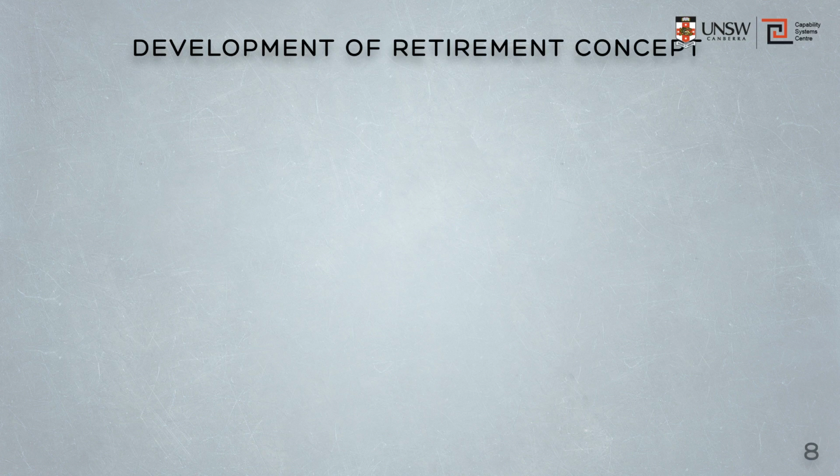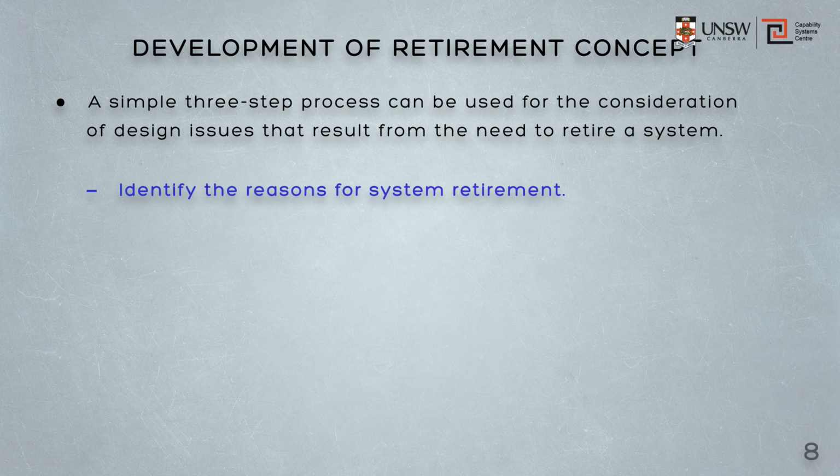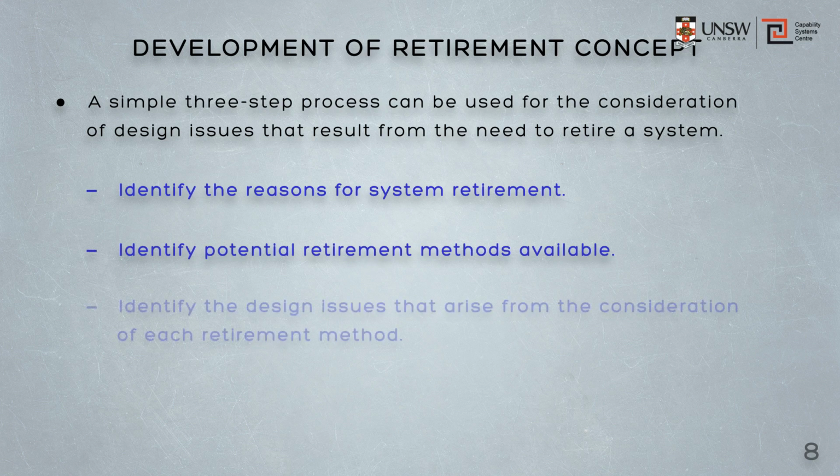Now, when considering the retirement aspects of the system during its design, in the retirement concept, it's useful to undertake 3 broad tasks. First, we need to identify the reasons why a system may well be retired. And then, for each of those potential reasons, we need to identify what potential retirement methods there are, which then allows designers to identify the design issues which may arise from consideration of each of the retirement methods. For convenience, the following focuses on the major system, but a similar analysis would be required for each of the elements of the capability, so for the operators of the capability, for the support staff and so on. So let's look at the first step, identifying the reasons for retirement.